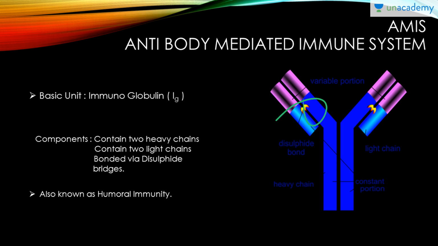Immunoglobulin has further types, which I'll be discussing. The components, I think you are clear: two heavy chains, two light chains, bonded via disulfide bridges. One more thing, this antibody mediated immune system is also said to be humoral immunity. That's very important. Why humoral immunity? Because humoral means in regard to fluids of the body, and as a part of that it is called humoral immunity. Clear? Now moving to types of immunoglobulins.